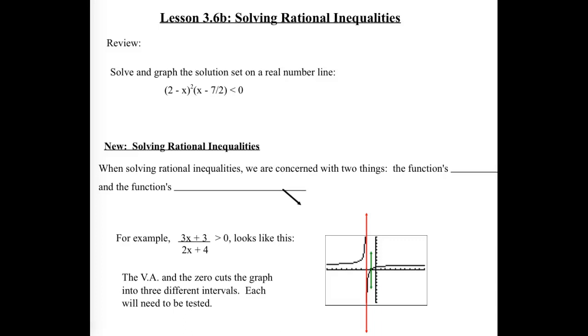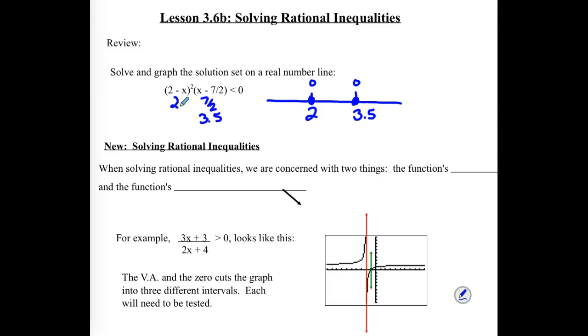Looking at our review question from yesterday, we are trying to solve and graph our solution set. It is already in factored form, which is helpful because it makes it easier to find those zeros. So what makes the first factor 0? 2. And the second one? 7/2. 7/2 is the same as 3.5? Okay, so picturing on a number line, we have a 2, we have a 3.5, and we know that we are at 0 for both of those.